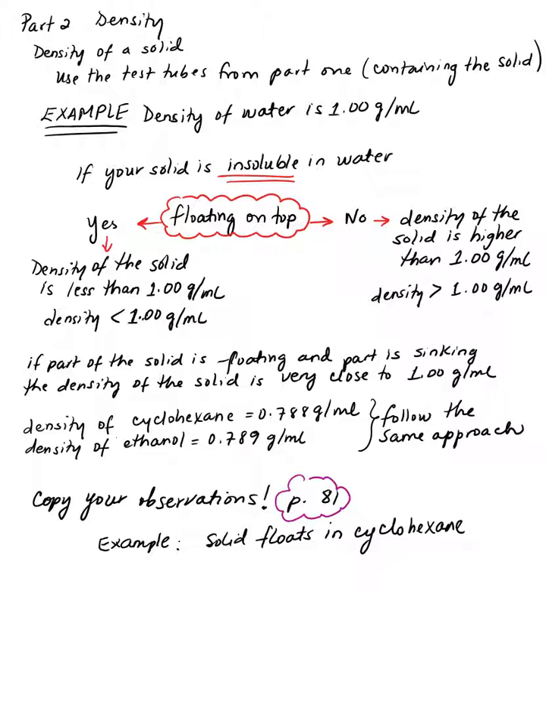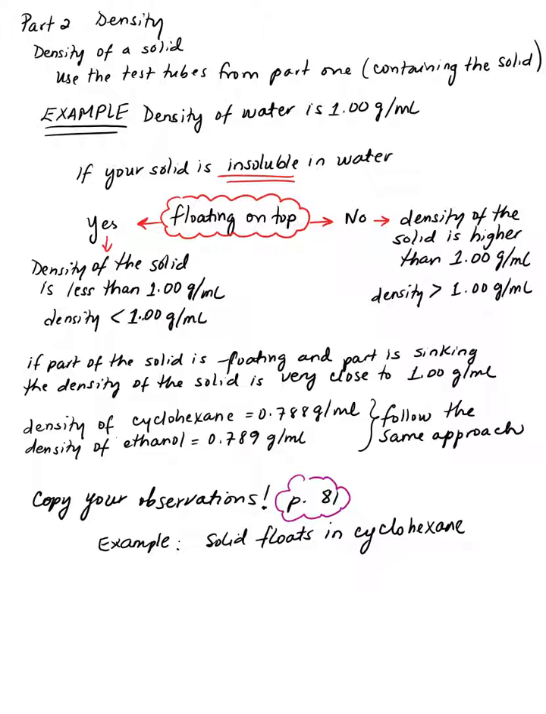For example, if you're looking at the test tube and your solid is insoluble in water, that solvent is water. The density for water, which you have in your lab manual, is 1 gram per milliliter. And you have the table on page 73. You have density for water, cyclohexane, and ethanol. So you can use the same approach with all three solvents.